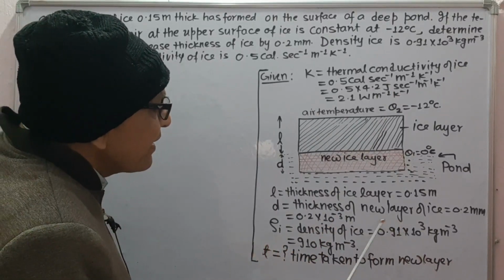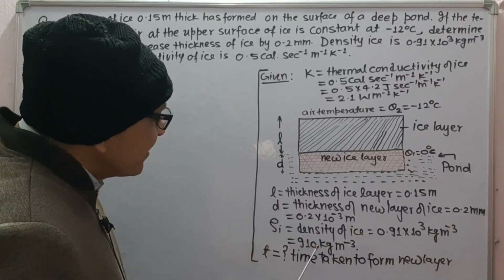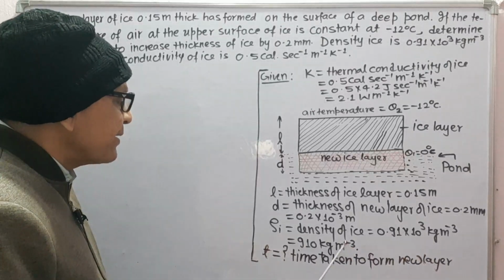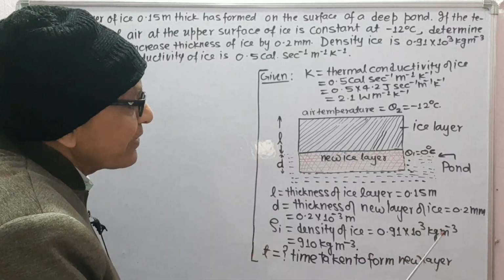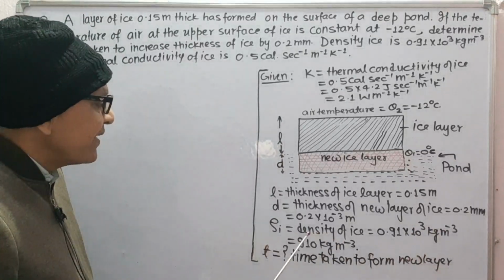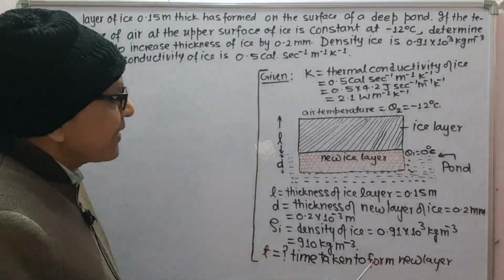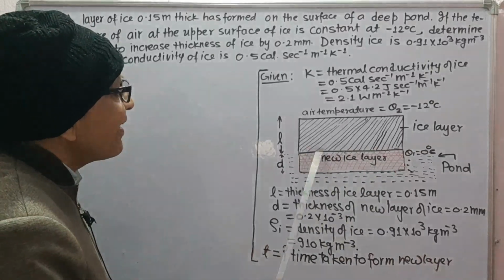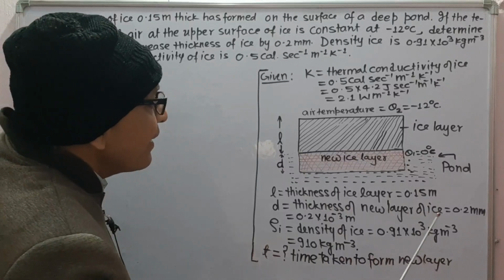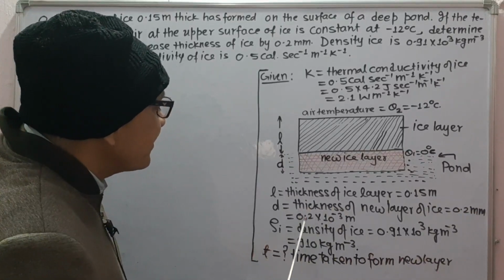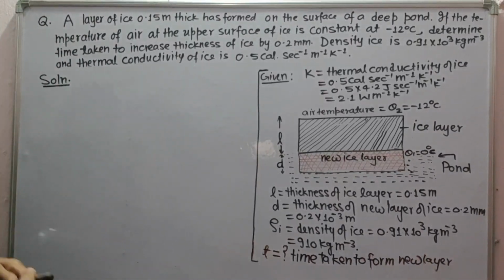Density of ice is given to be 0.91 into 10 to power 3 kg per meter cube, which will be 910 kg per meter cube. We have to calculate the time taken to form a new layer of ice of thickness 0.2 millimeter, which is 0.2 into 10 to minus 3 meter. Now solution.